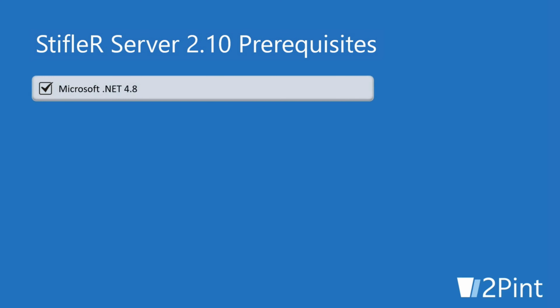First off, you'll need Microsoft .NET Framework 4.8. If you're running on Windows Server 2022, you won't need to install this. It's already included in the operating system. If running on Server 2019, you'll need to download this separately and install it prior to the installation.